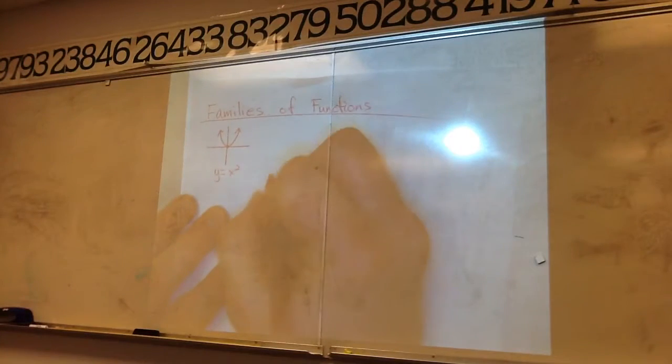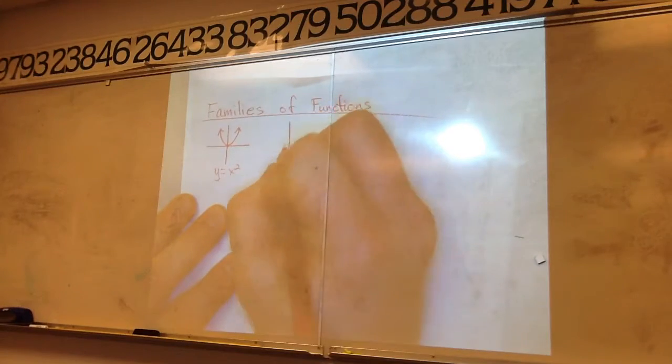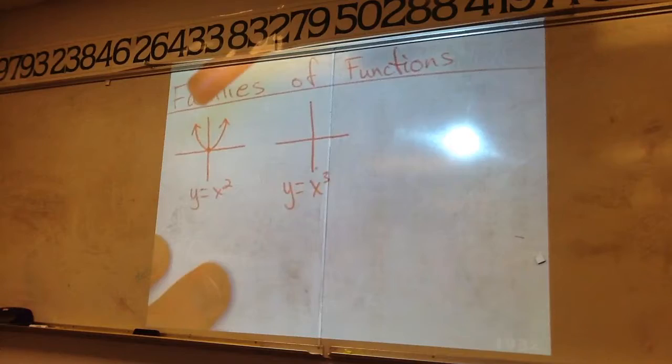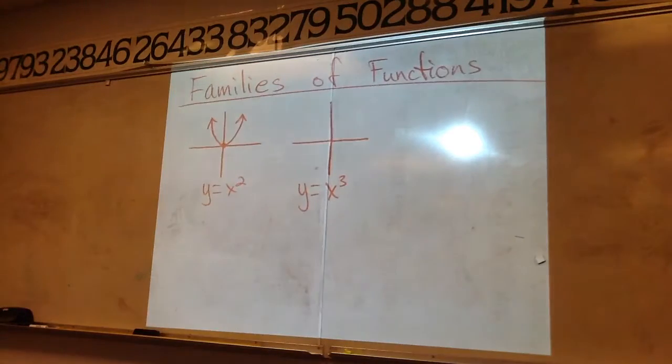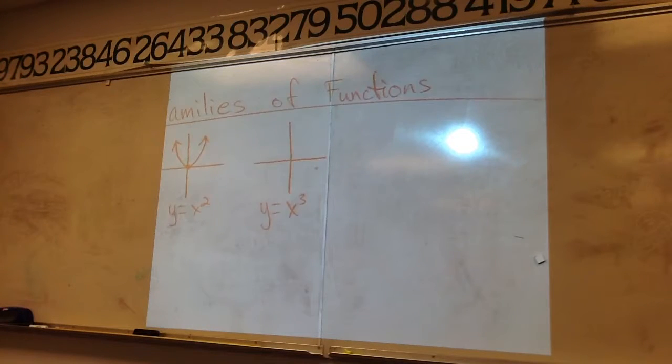Y equals x to the third, you know what that looks like. I don't know why I'm doing this so small. I have a whole piece of paper here. There's only like 6 of them. Is it the little squiggly one?